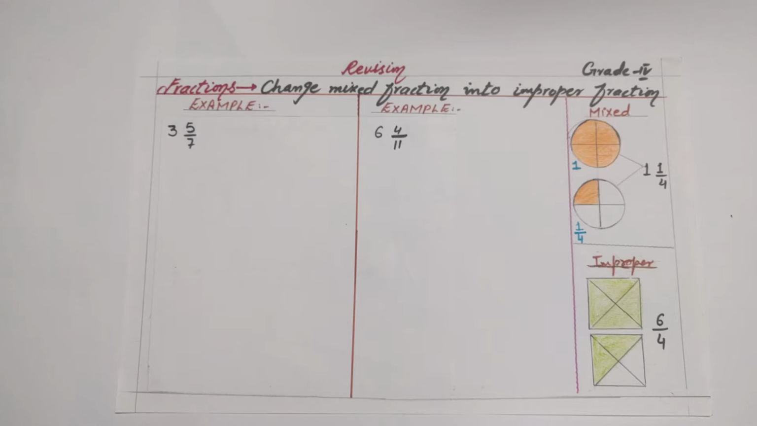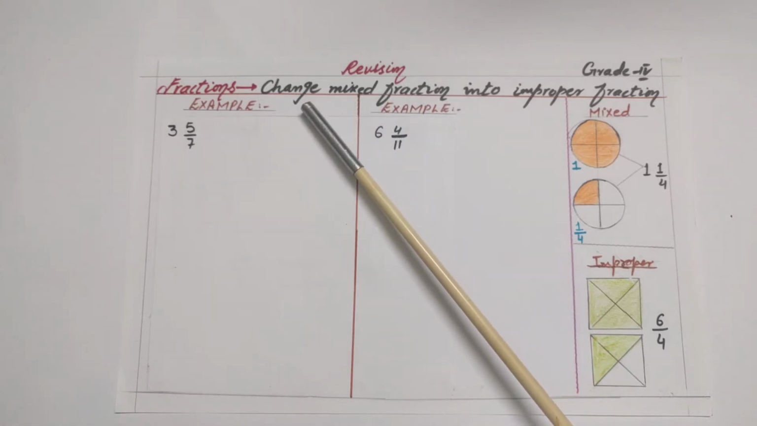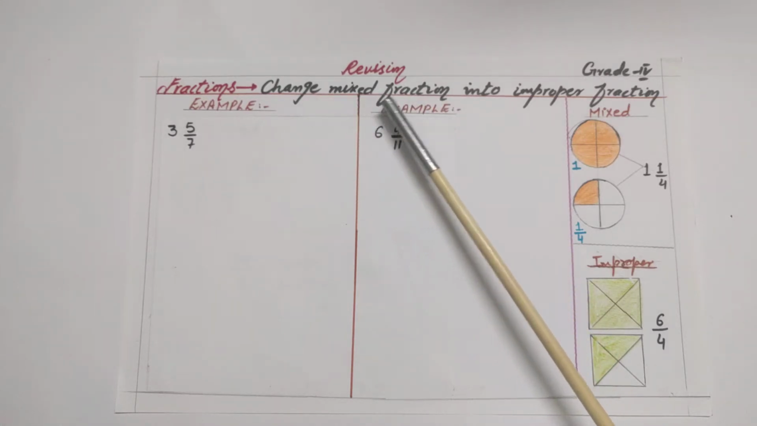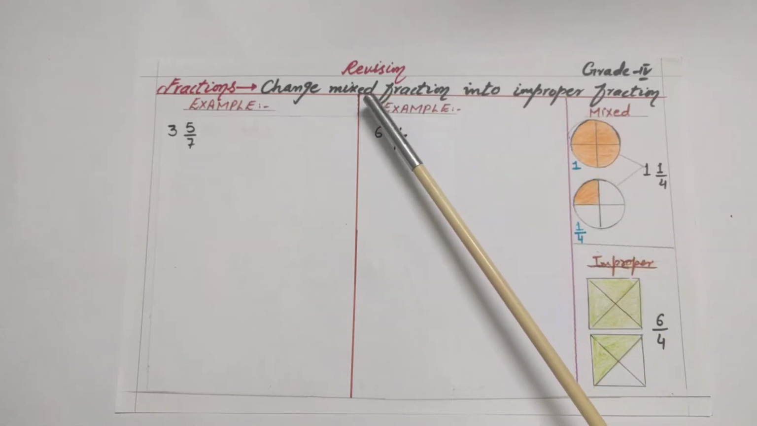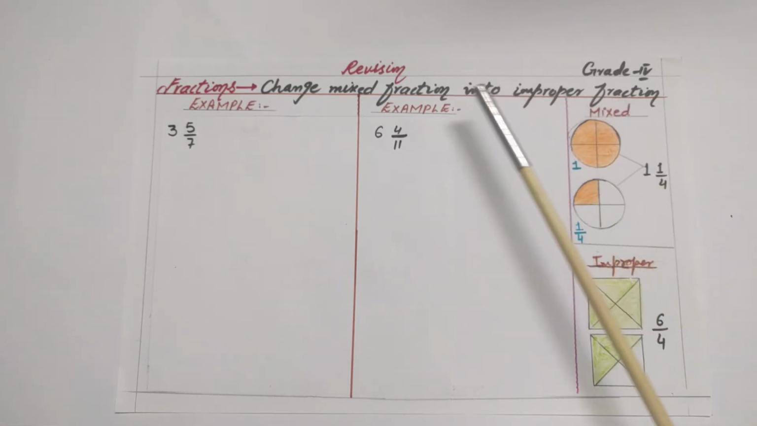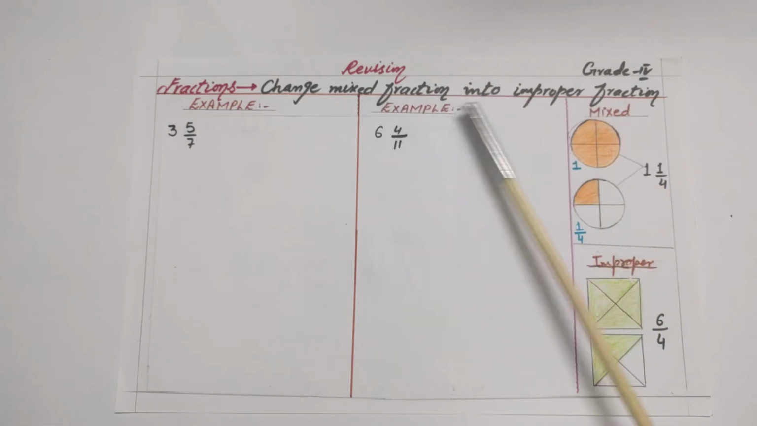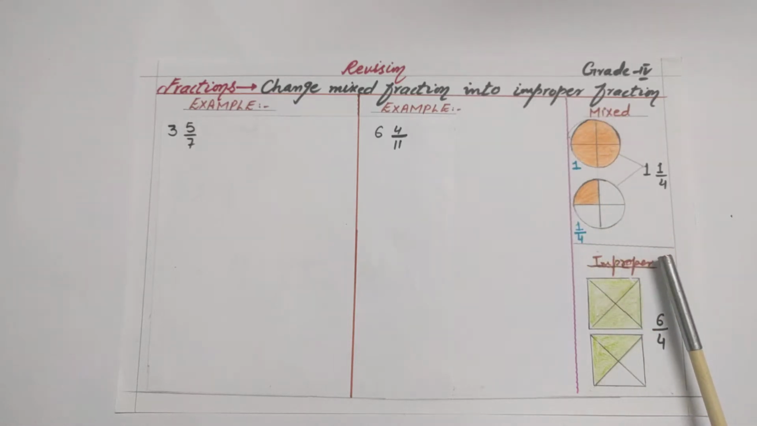Dear students, as in the previous lecture you have learned about the types of fractions as revision. Today we are going to start the next topic as revision, that is changing a mixed fraction into an improper fraction. Now in this topic there are two concepts. First one is mixed fraction and second one is improper fraction. So I will revise the mixed fraction and improper fraction very quickly with the help of these diagrams.